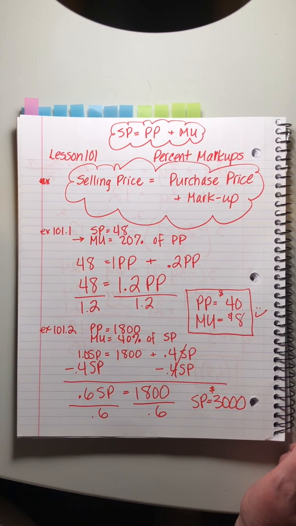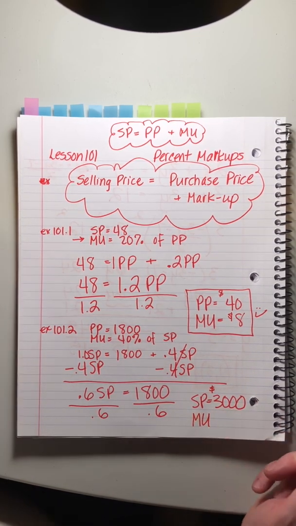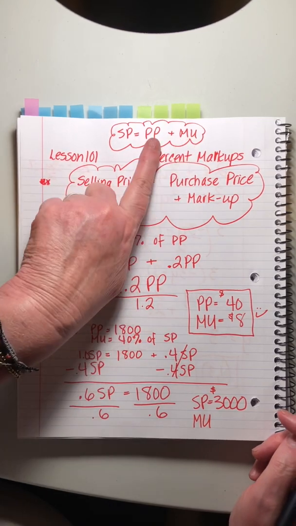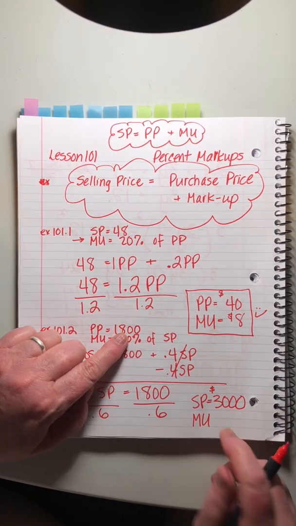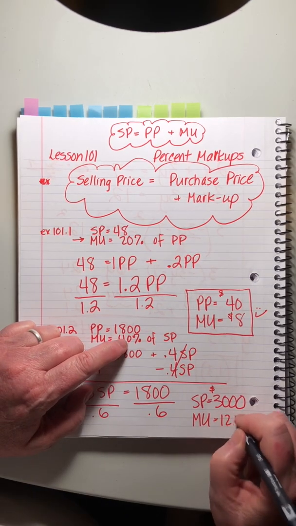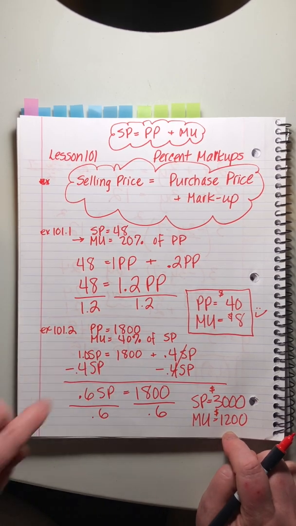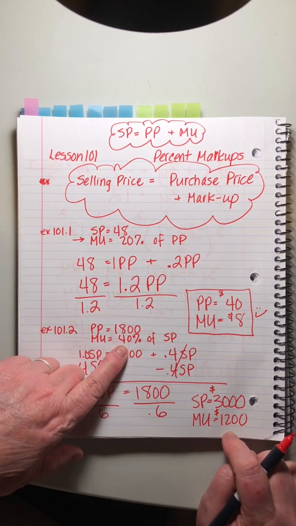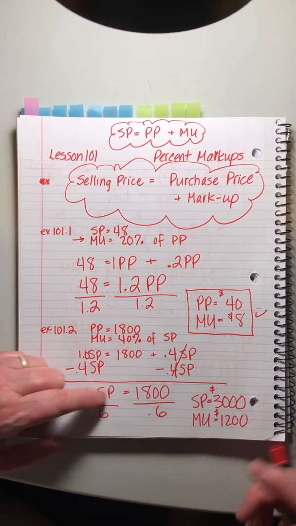Okay, does John ask us? He doesn't ask us to find the markup, but we can find it, can't we? The markup is the difference between the purchase price and the selling price. So 1,800, 3,000, this would be 1,200, right? So we can get the markup by subtraction. We can also get it by multiplication. 40% of the selling price, take the selling price and multiply it by 0.4. Got it.